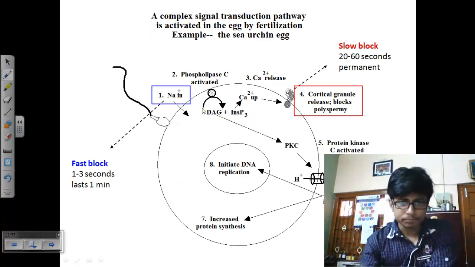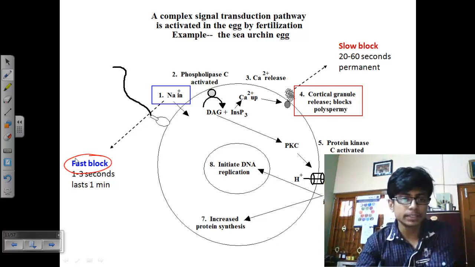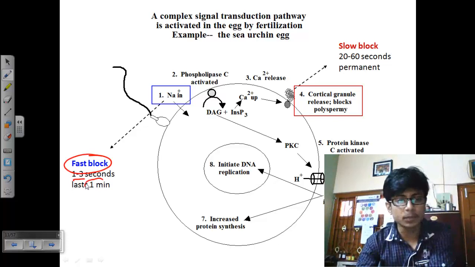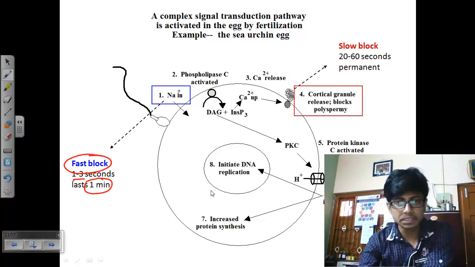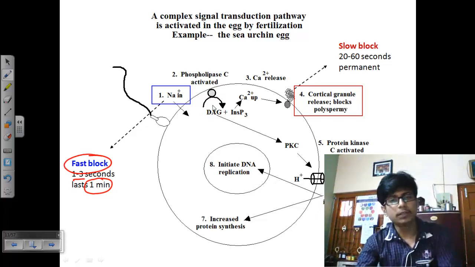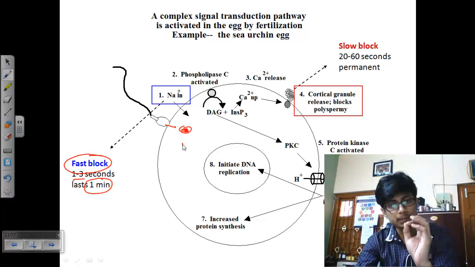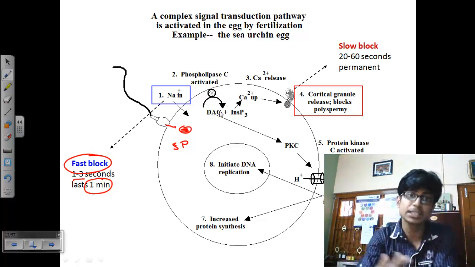So here you see the first block, the fast block. This occurs in 1 to 3 seconds after fertilization and can last up to 1 minute, and this is nothing but a huge sodium influx to the cell. This is the egg cell, and upon the fertilization event, say one sperm properly attaches to the egg surface, it delivers its nucleus inside. Once the sperm pronucleus is inside the egg, we know that fertilization is complete.